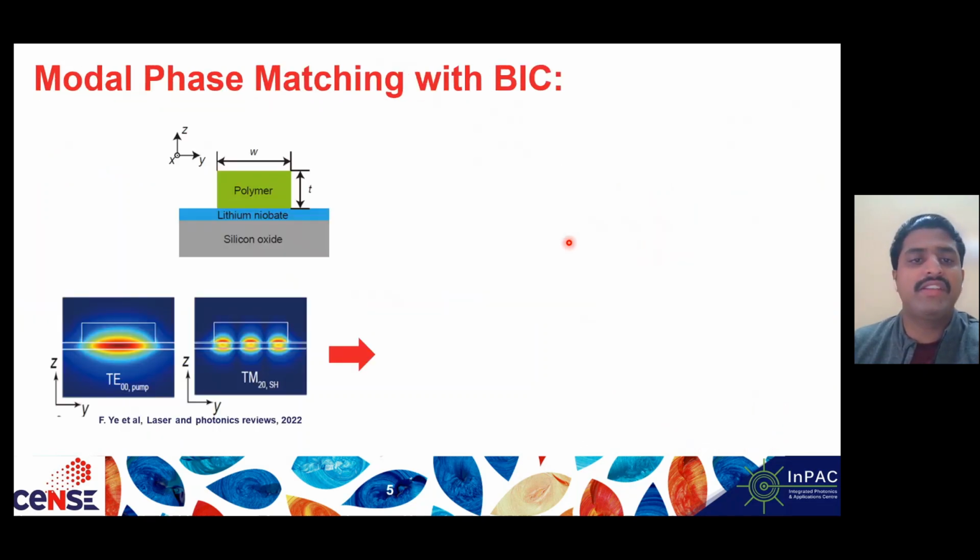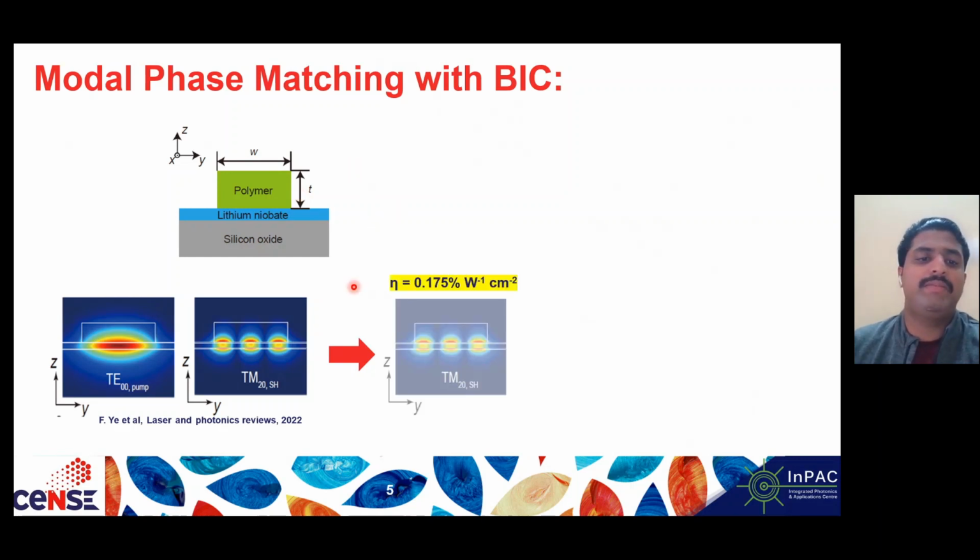So we thought of avoiding this. In some literature, we had seen people using a polymer on top of lithium niobate so that they do not etch down lithium niobate. This is promising. We thought of using this idea in our work.